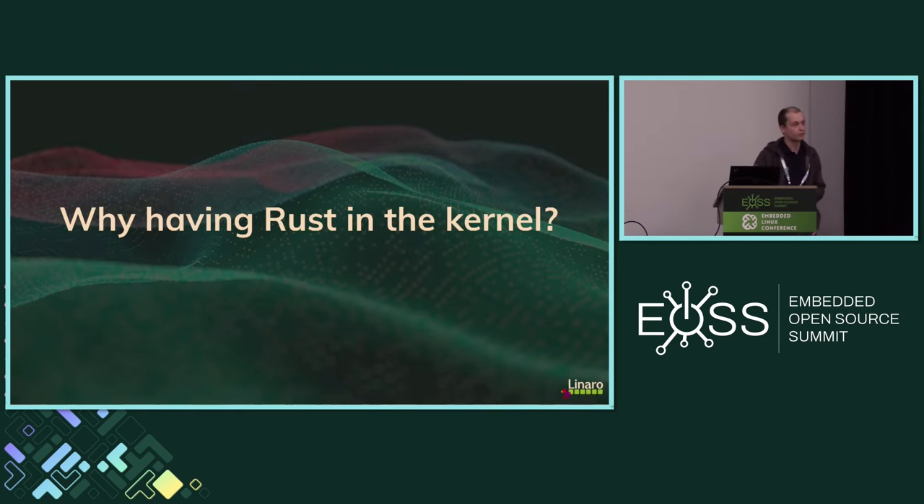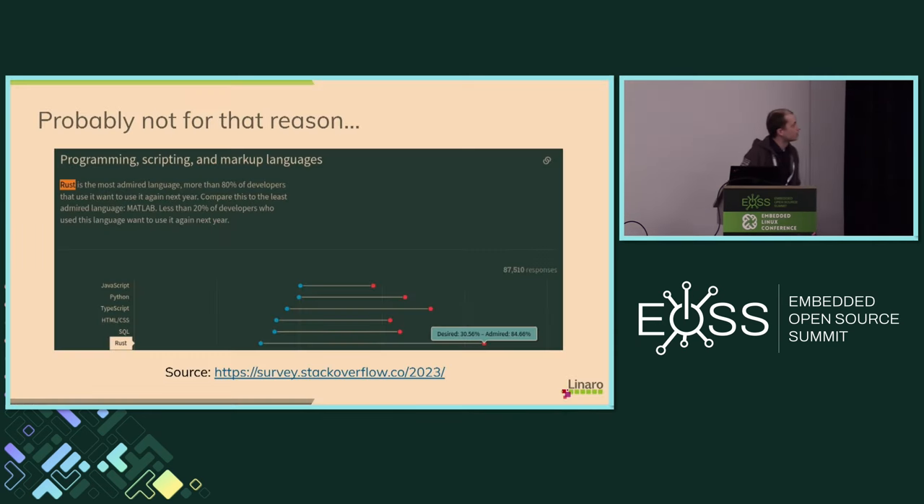So we're here for Rust. Why do we want Rust in the kernel in the first place? It's probably not for that reason, but Rust is the most admired language according to Stack Overflow. I don't really agree. I like Rust, but I've written a lot of languages in the past, and I don't see any reason for that. But then my JavaScript, so they are wrong. Yes, I mean, you cannot trust Stack Overflow. If you copy paste from Stack Overflow, you are a bad developer. So I guess it's only from bad developers that you get this kind of statistics.